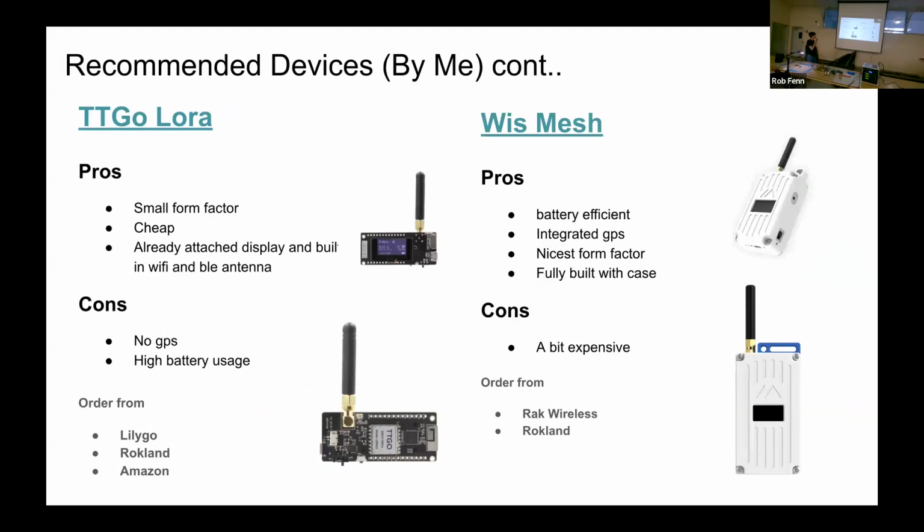TTGO LoRa. If you just want one device to dip your toes into Meshtastic, I would strongly recommend this. It doesn't have a GPS. It's just a LoRa module, Wi-Fi, and Bluetooth, and it has battery input and a USB-C input. So it's a small form factor, really cheap, with an attached display and built-in Wi-Fi and Bluetooth antenna. It doesn't have GPS, and it has high battery usage because this is ESP32.